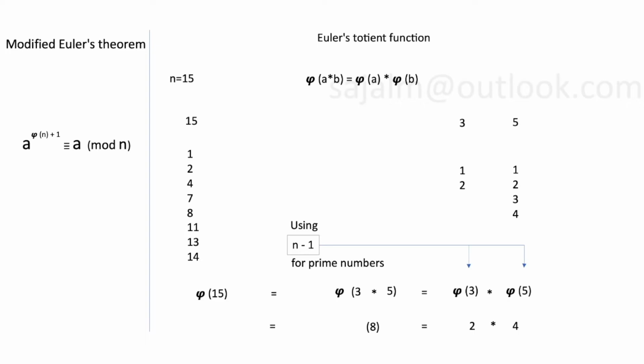A great feature of Euler's totient function is that it is a multiplicative function, meaning if two numbers a and b are relatively prime, then phi ab is equal to phi a into phi b. For example, to compute phi 15, it is easy to do so using the simple n minus 1 method to calculate phi 3 and phi 5, as shown here. Now if we try to calculate without this method, with n being non-prime, we have to manually compute phi 15, which is very hard. So this becomes our one-way function.